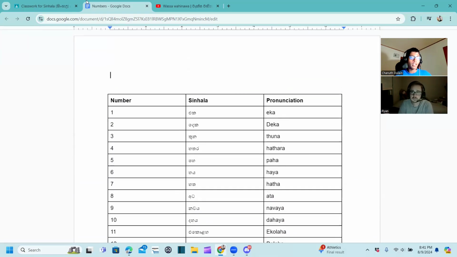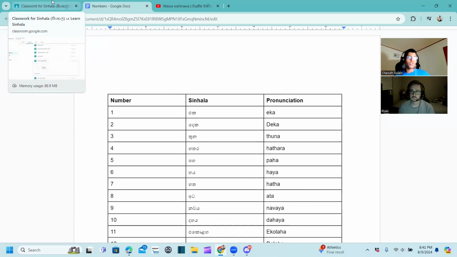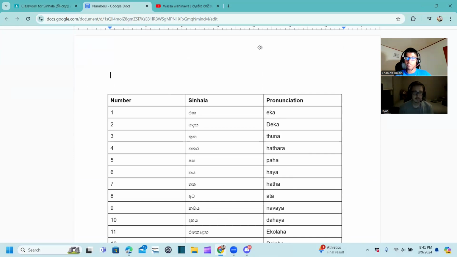So review the numbers too, especially the common phrases. Next week we'll start the class by saying "Ayubowan" as usual, and then we'll probably talk about "Obata Kohomade, Mata Hondai." So make sure to learn and study those common phrases. That's it for today.